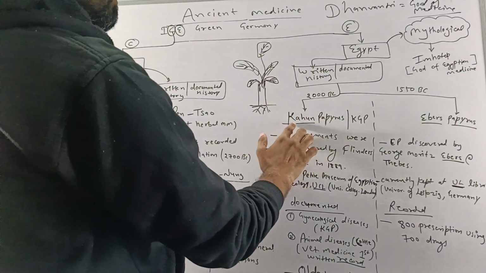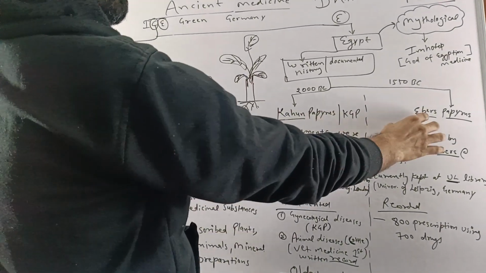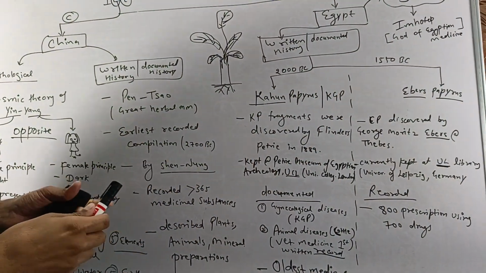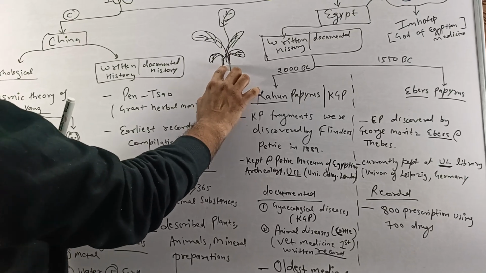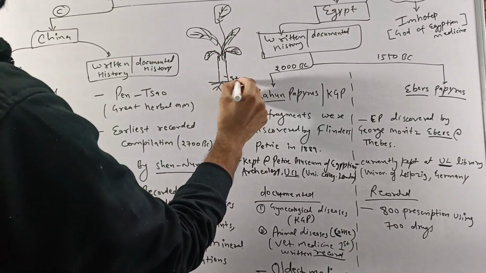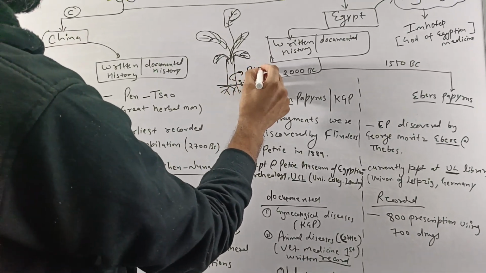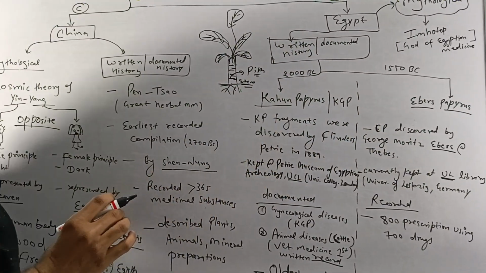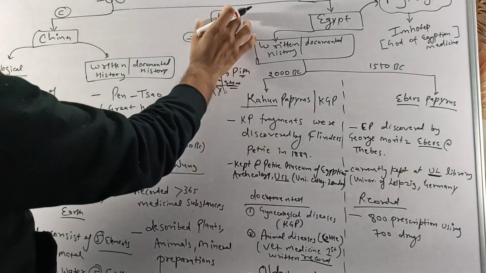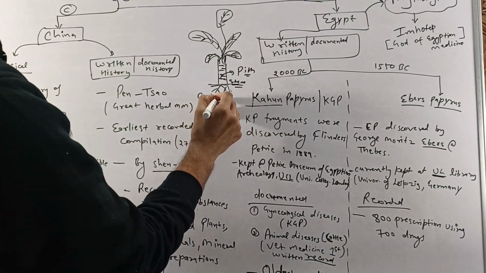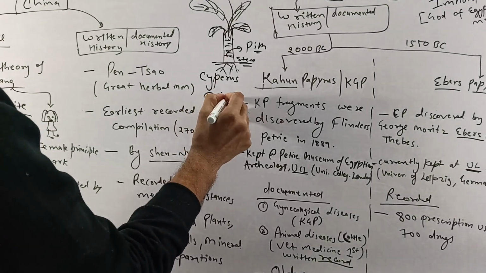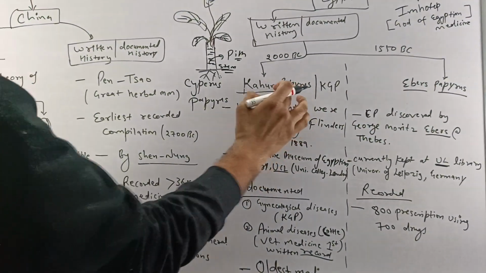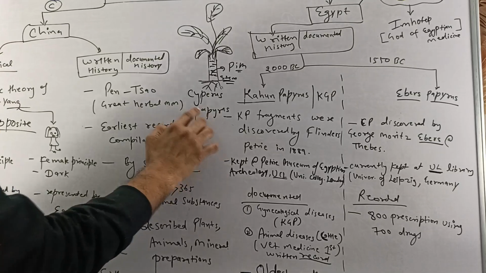Here KP and EP, Kahun Papyrus and Ebers Papyrus, these are the two oldest papers. These papers were derived from the stem of the plant which contains pith. From this portion, these two papers were prepared and the history was recorded on them, and the name of the plant was Cyperus papyrus. So this is the origin of the term papyrus, from the plant Cyperus papyrus.